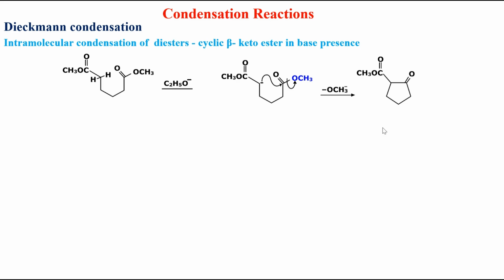This is Dieckmann condensation. In case of Claisen condensation, two esters react. In case of Dieckmann condensation, a diester reacts. In case of aldol condensation or Claisen condensation, the carbanion formed attacks the next ester. But here there are two ester groups in the same molecule. Hence, it forms a cyclic beta keto ester.